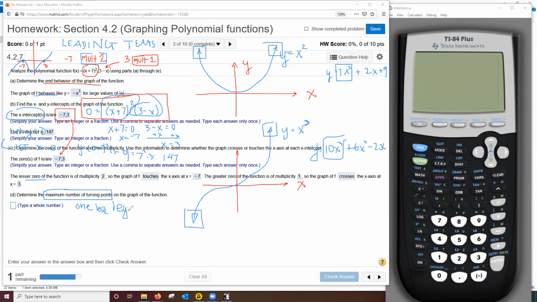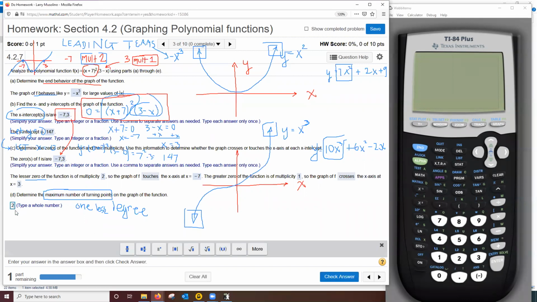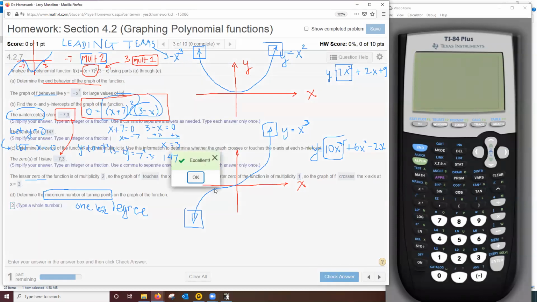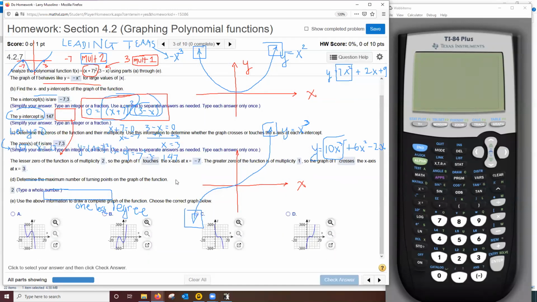Well, you might remember that the degree here was degree 3. Remember we said the leading term for this example we figured out was -x to the 3. So that's degree 3. That means the maximum number of turning points is 1 less. So that means the maximum number is 2.